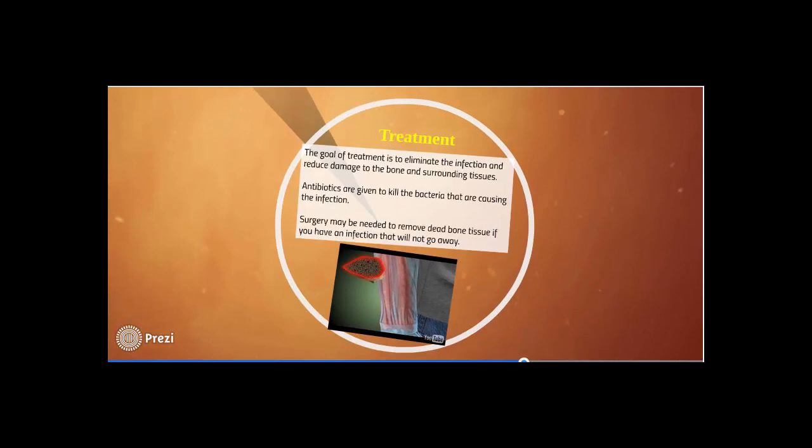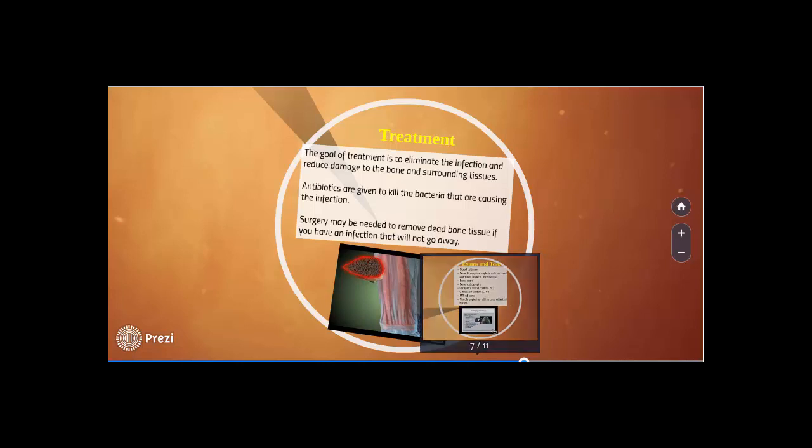We have the treatment. The goal of treatment is to eliminate the infection and reduce damage to the bone and surrounding tissues. Antibiotics are given to kill the bacteria that are causing the infection. Surgery may be needed to remove necrotic bone tissue if you have an infection that will not go away.